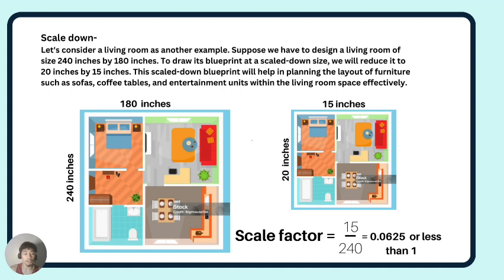Now, let's consider a living room as another example. Suppose you have to design a living room of size 240 inches by 180 inches. To draw its blueprint at a scaled down size, we will reduce it to 20 inches by 15 inches. This scaled down blueprint will help in planning the layout of furniture such as sofas, coffee tables, and entertainment units within the living room space effectively.